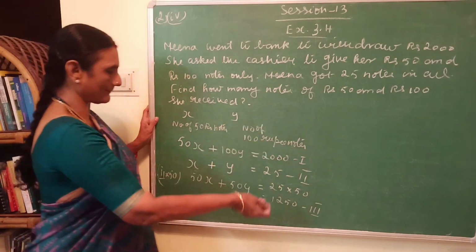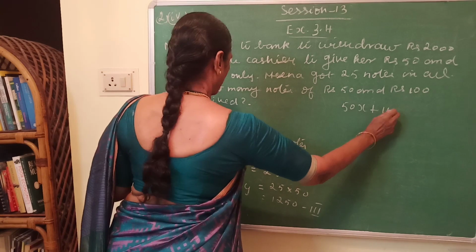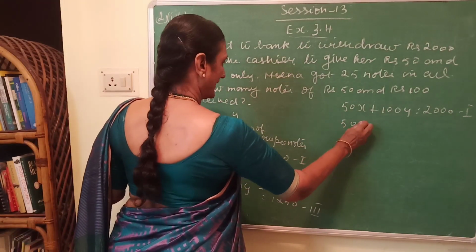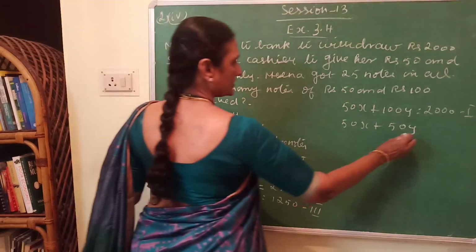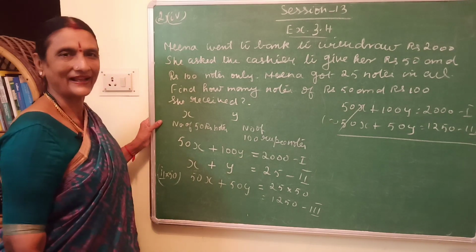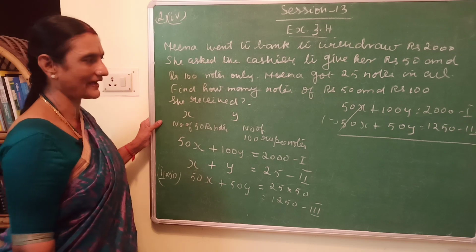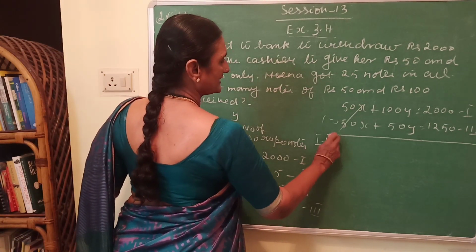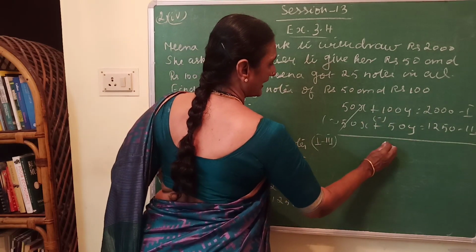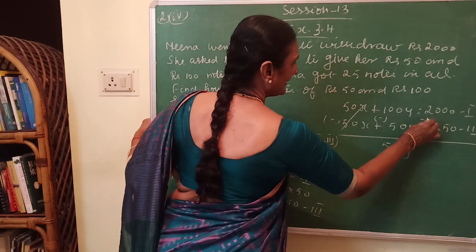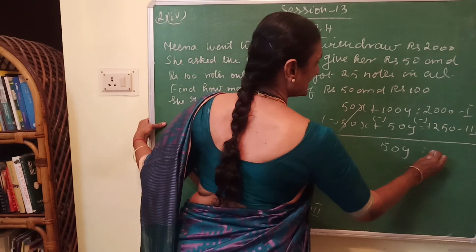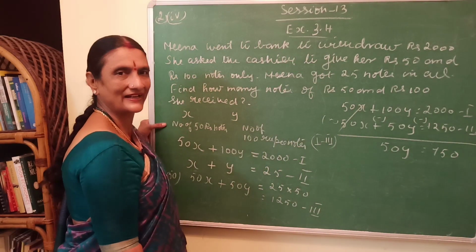I will write down the equations separately here. I have 50x plus 100y is equal to 2000. That is the first equation. Now the third equation is 50x plus 50y is equal to 1250. Now to cancel, you will subtract, isn't it? Both have the same sign, so I am subtracting equation 3 from 1. I change the sign of 50y also, so 100y minus 50y gives you 50y. And I change the sign of 1250 also, so 2000 minus 1250 gives you rupees 750. Is it clear to you?